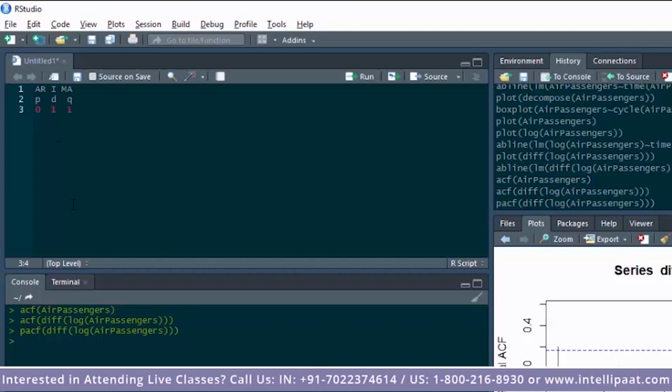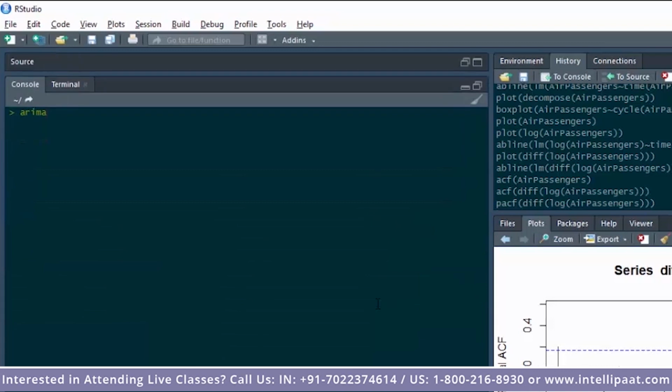So the value of P is 0, the value of D is 1, and the value of Q is also 1. Okay. Since we've got the values of P, D, and Q, we can go ahead and build the ARIMA model. So I'll type in ARIMA over here, and inside this I will give in log of air passengers. After this I'll give in the values of P, D and Q, so it'll be 0, 1, 1. You guys must be wondering, why haven't I differentiated this? That is because I'm already giving the value of D to be 1 over here, right?